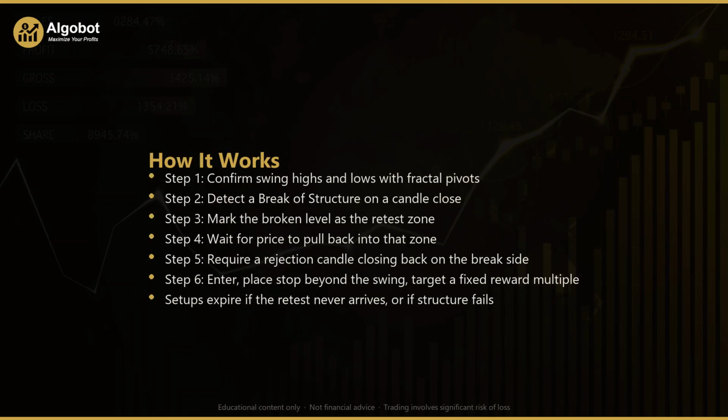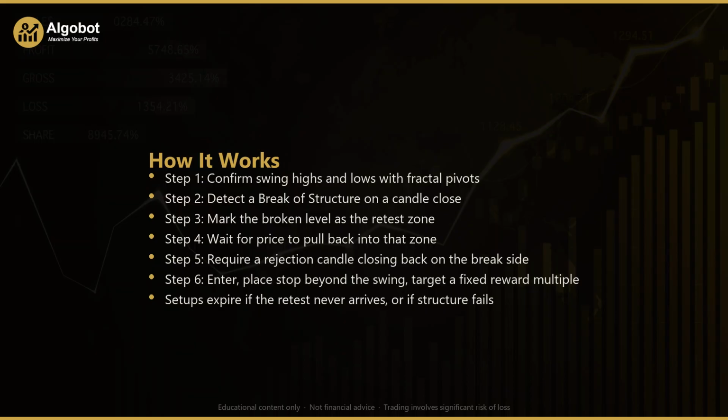Let's walk through the exact logic step by step. The EA acts only once per fully closed candle, so it never reacts to the noise of an unfinished bar. On each new bar, it first updates its map of market structure, confirming any new swing high or swing low using the pivot length setting, which defines how many candles must sit on each side of a pivot.